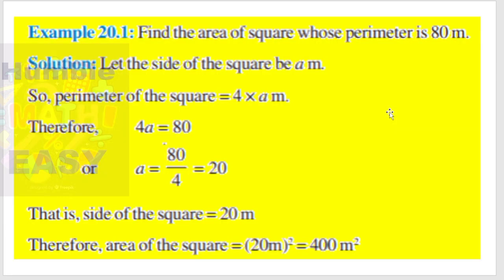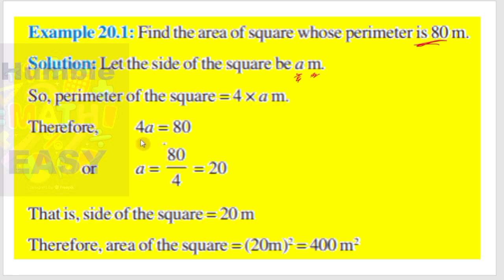Let's now have an example. Find the area of a square whose perimeter is 80 meters. In this case, we're going to let the side of the square be a meters, the unknown a value, with the measurement meter. As far as we know, the perimeter of a square is 4 times the side. Since the side is a, 4 times a is 4a meters.